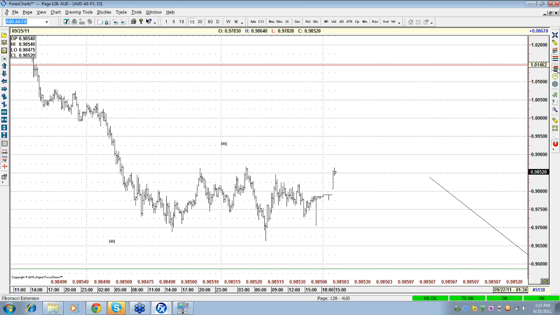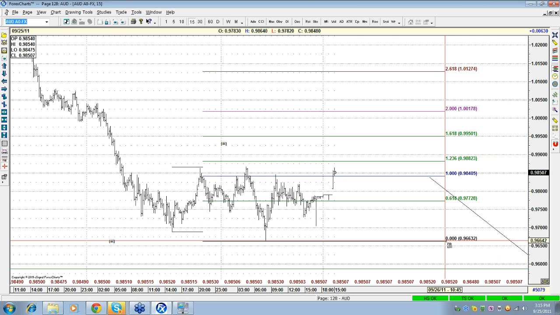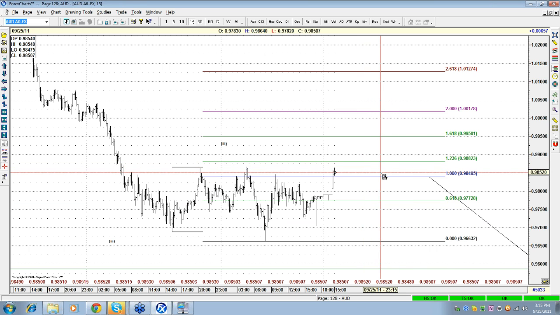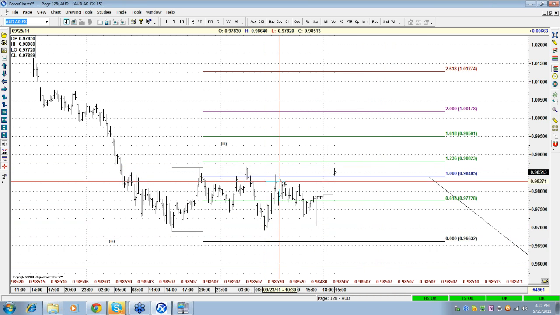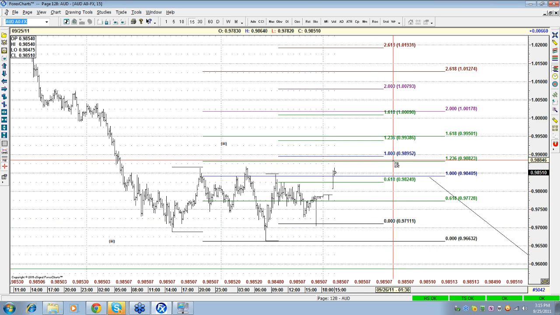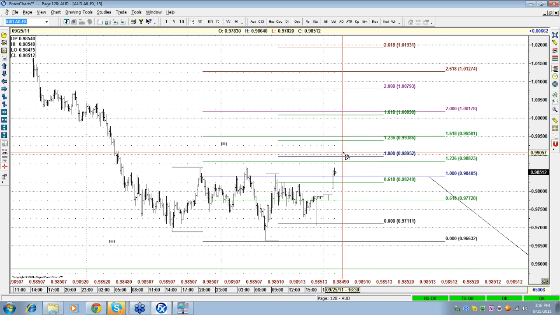Ideal target should be around 98.28, 99 area. If you go from here, 98, 95. Those are the ideal levels right there. The gap out is telling me what? It's telling me that at the end of the day, it's going to be closed.